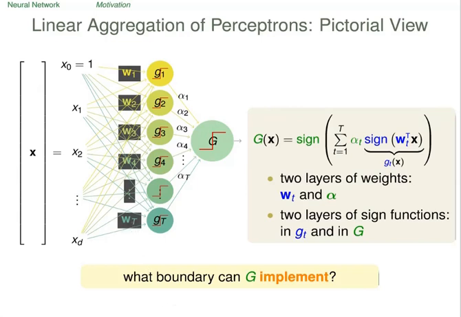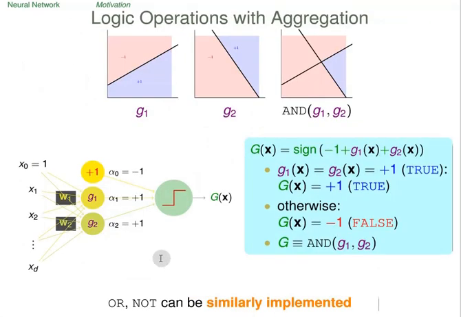Let's see. We can use perceptrons to implement simple logic operations. For example, we can combine the following two simple perceptrons to implement the logic AND operation. Graphically, the blue region, if we combine G1 and then G2, will correspond to true only if the outputs of G1 and G2 are both +1, as shown here. Otherwise, all will be red.